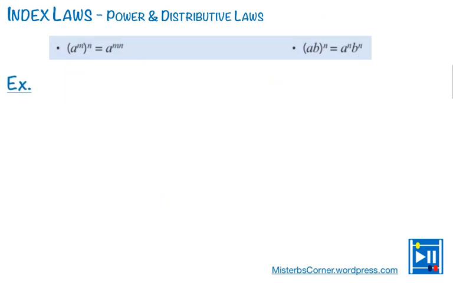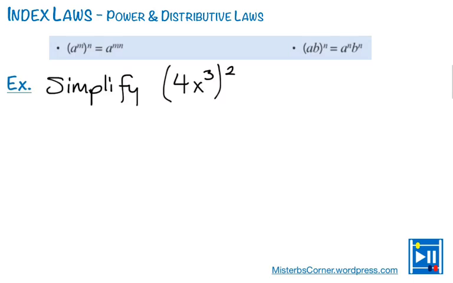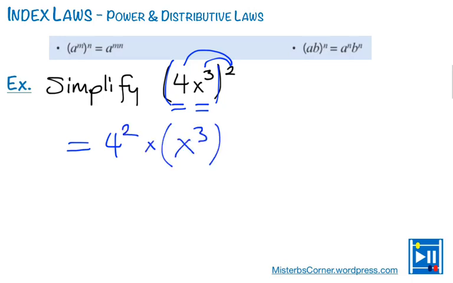The distributive law is easy as well. Let's look at this example now. Simplify 4x cubed, in brackets, to the power of 2. Now, just that I have two terms here, 4 and x cubed, I must distribute this power. That's why we're using the brackets. So these brackets tell me that I have to take the square of both terms, 4 and x cubed. So that's what I'm going to write. I'm going to write this as 4 squared times x cubed squared.